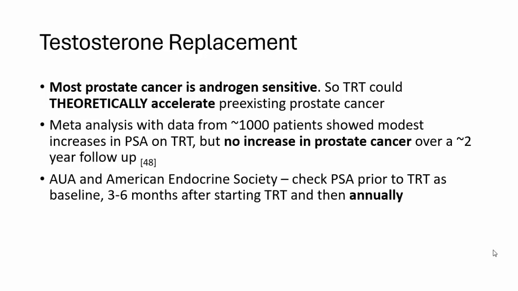Most guidelines do not have a specific guideline for this subpopulation, but the AUA and the American Endocrine Society do recommend checking a PSA prior to starting testosterone as a baseline, and then again 3 to 6 months after starting hormone replacement, and then just annually. But none of the guidelines recommend checking a PSA every 3 months, for example, and that's what I see a lot of providers doing, because they're checking the testosterone every 3 to 6 months, so they just add on a PSA with every test. So they're overdoing it by a factor of 2 to 4.